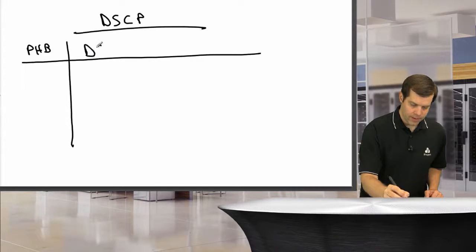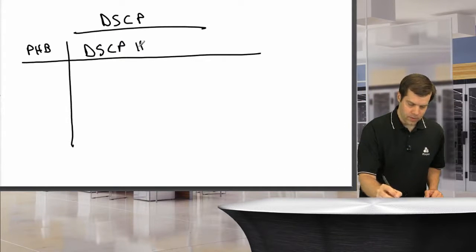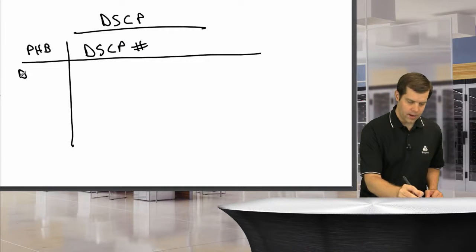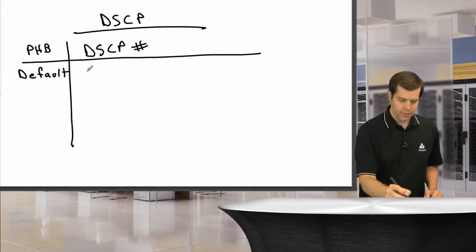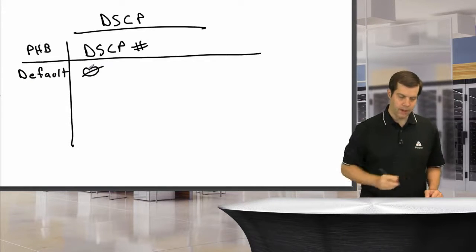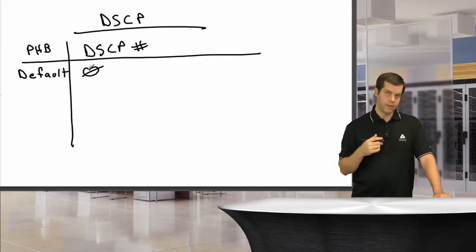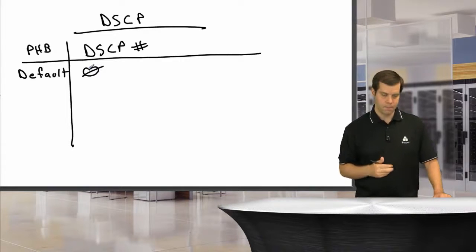And then they will translate to a numerical DSCP value. So the first per hop behavior we'll talk about is called default. And this just translates to a value of 0. So another way of saying DSCP 0 is saying a marking of default, the default marking for DSCP.